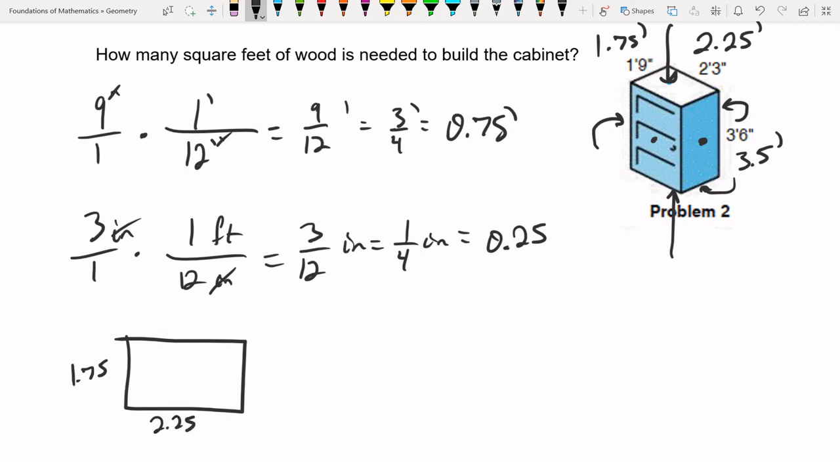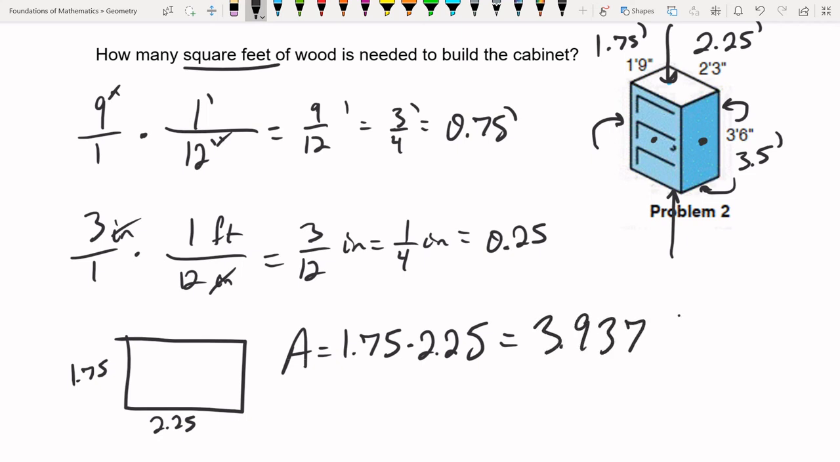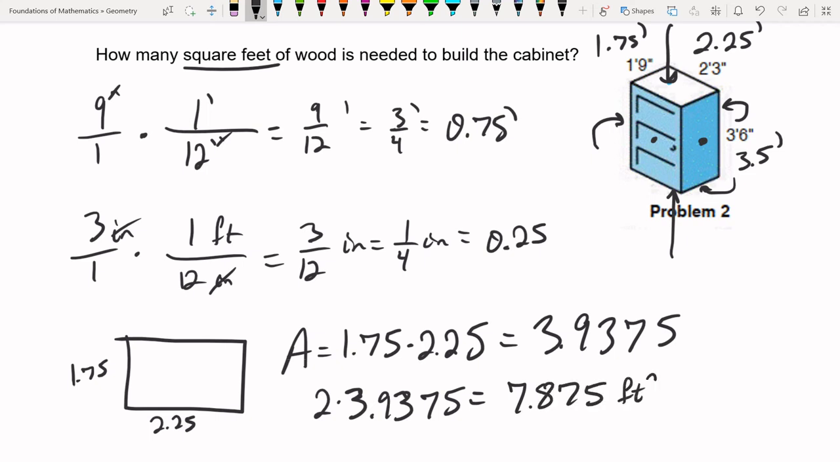So the area of this, that's all we're trying to find here, is the square feet of wood. Area is going to be 1.75 times 2.25, which equals 3.9375. And there's 2 of them, so we need to multiply that by 2. That gives me 7.875 square feet. Okay, so the top and bottom are done. Now let's do the front and the back.